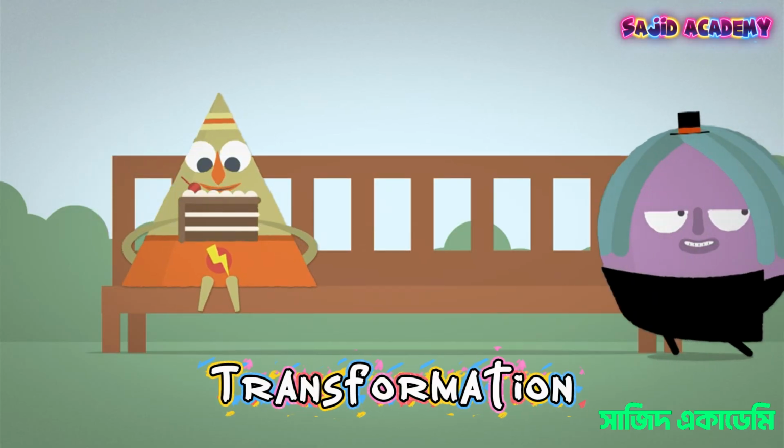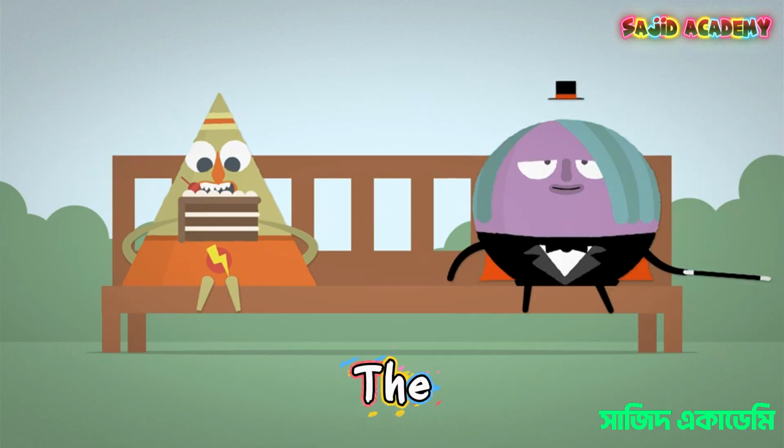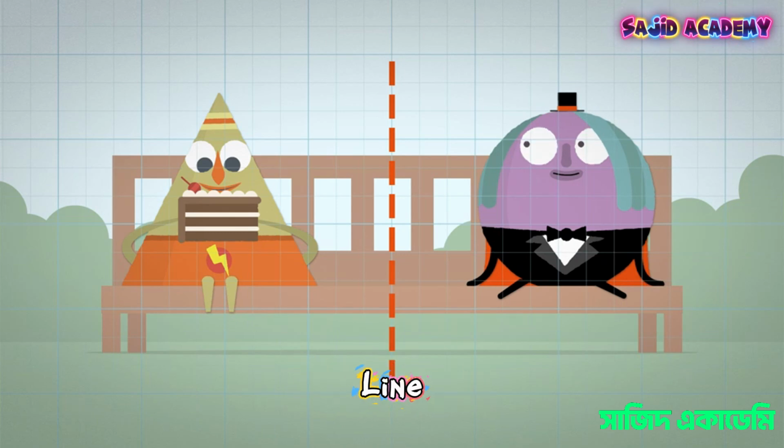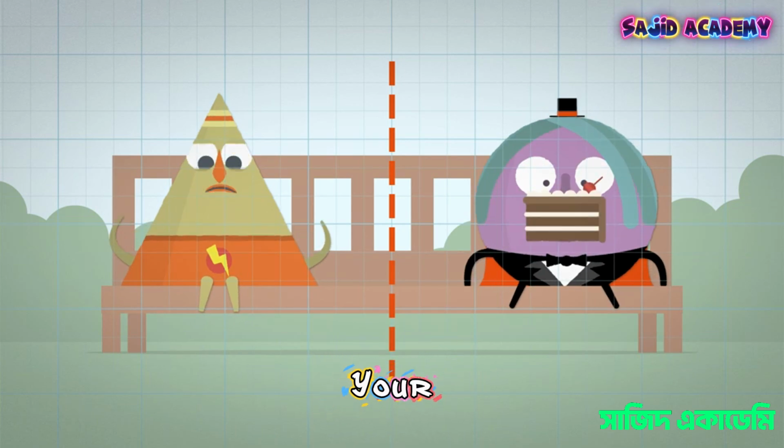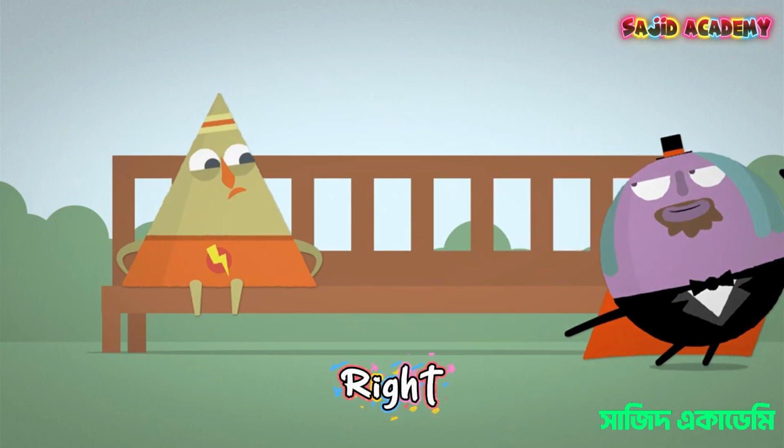Reflection is another type of transformation. It's a bit like using a mirror. The reflection is the same distance from the mirror line as the original shape, which just happens to be the distance to your mouth. Right, you can see where this is going.